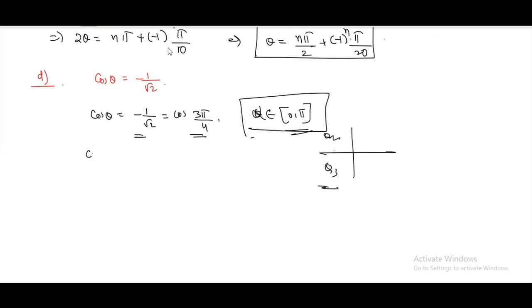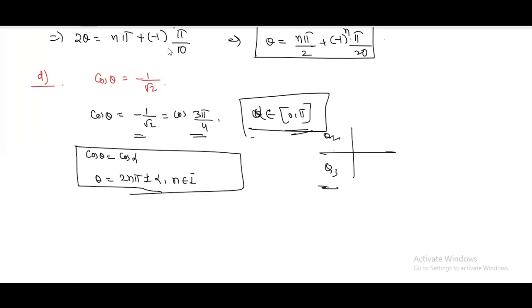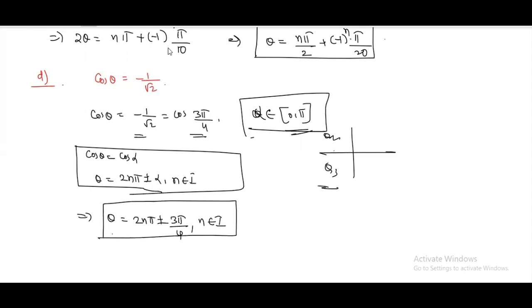Now this is in the form cos theta is equal to cos alpha. For this, theta is equal to 2n pi plus or minus alpha, where n belongs to integers. So this is the condition for the general solution of cos. So now we can write theta is equal to 2n pi plus or minus 3 pi by 4, where n belongs to integers. This is the way we will apply these general solutions, how we will apply the conditions, and how we can find the general solutions.